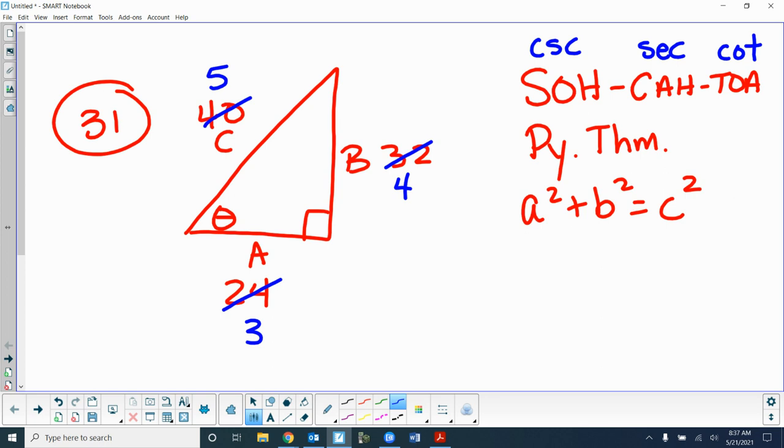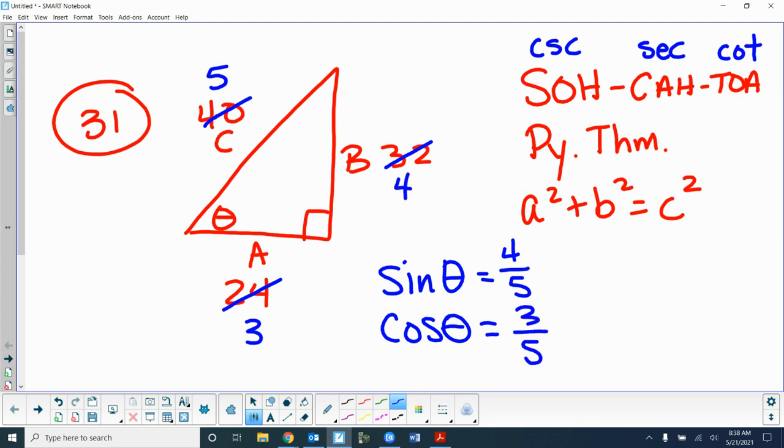Okay, and then I'll just find the sine of theta. Here's theta, so opposite 4 over hypotenuse 5. Cosine of theta, adjacent 3 over hypotenuse 5. And tangent of theta would be opposite 4 over adjacent 3. You only had to find those 3. You didn't have to find the other 3, but we would just flip them for the other 3, right? Okay, so 31 will be a basic right triangle, sine, cosine, and tangent. Simple, right?